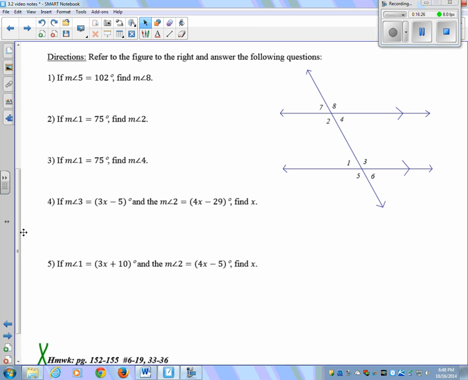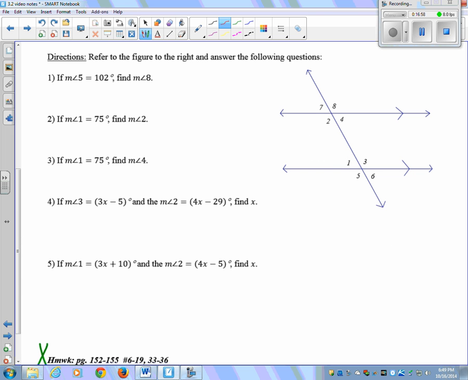Remember that when you have alternate interior angles, they're congruent. When you have alternate exterior angles, they're congruent. When you have corresponding angles, same position, top and bottom, they're congruent. And the only one that's not congruent but supplementary would be same side interior angles are supplementary, add up to 180. So keep that in mind.